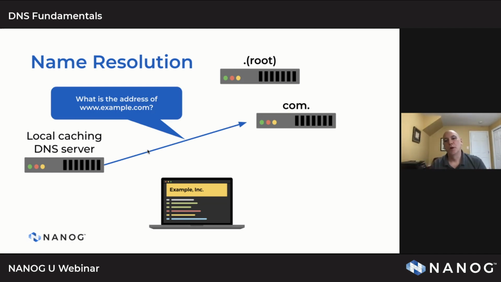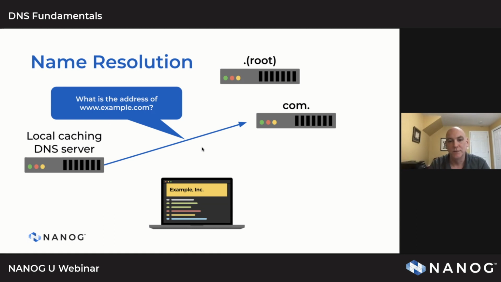So we work our way down. Now I know where com is, so I ask com, again, as originally designed, the full question. What is the address of www.example.com? Again, I'm going to get a referral because com doesn't know that specific answer, but it does know the name servers for example.com. The way it knows that, again, as we talked about earlier, is because there are delegation NS records in example.com that point to the actual authoritative name servers for example.com.